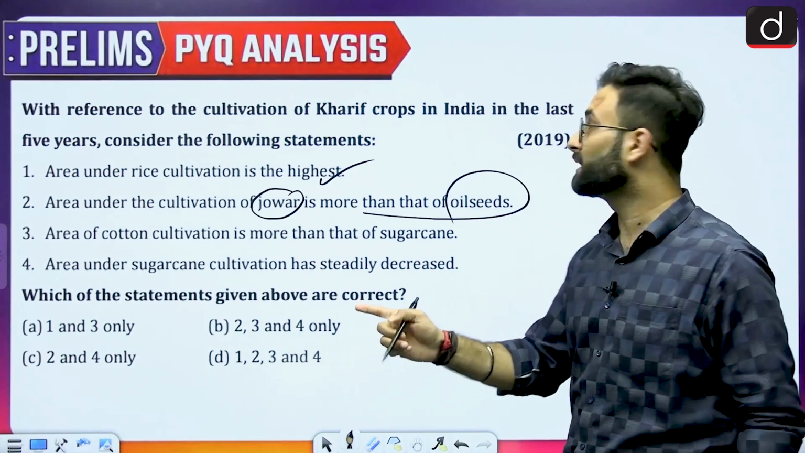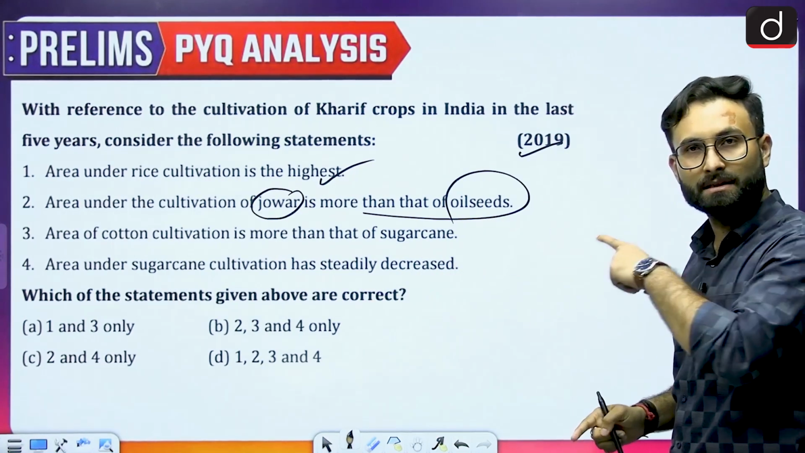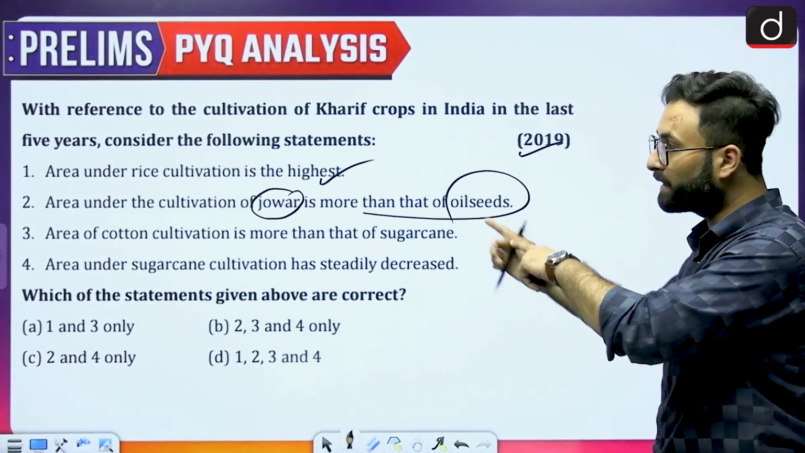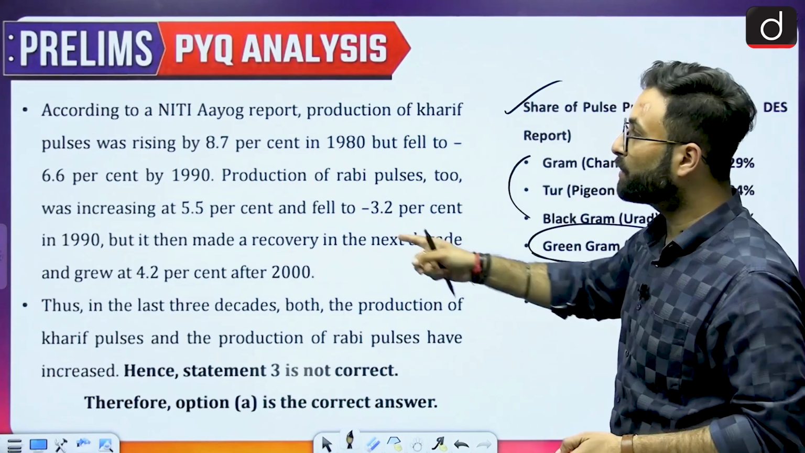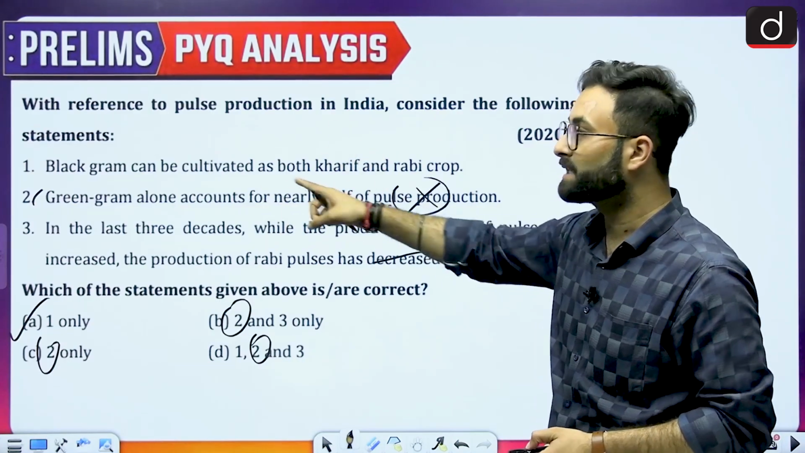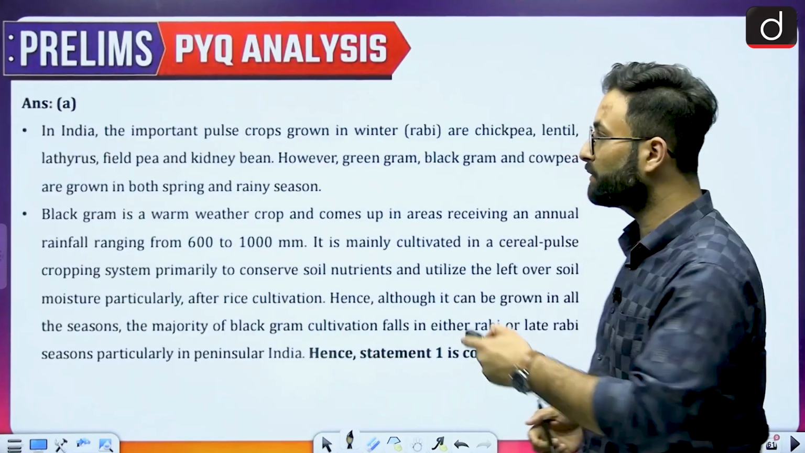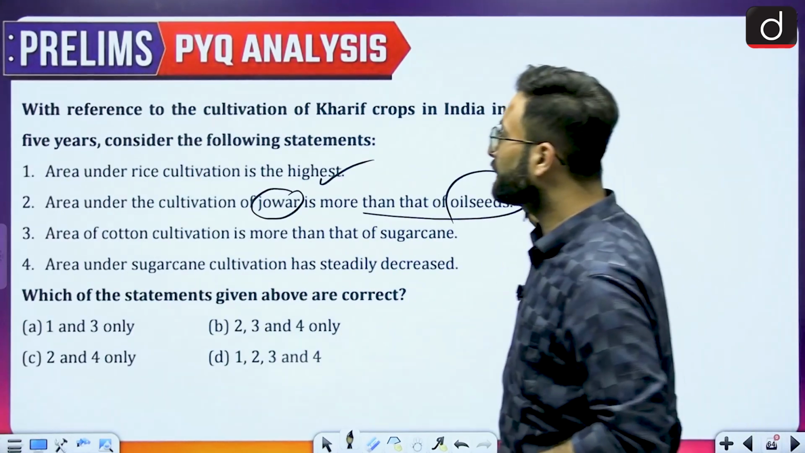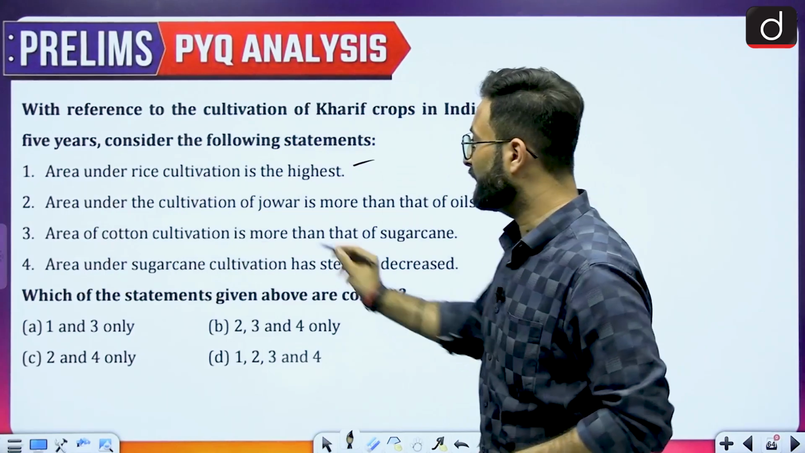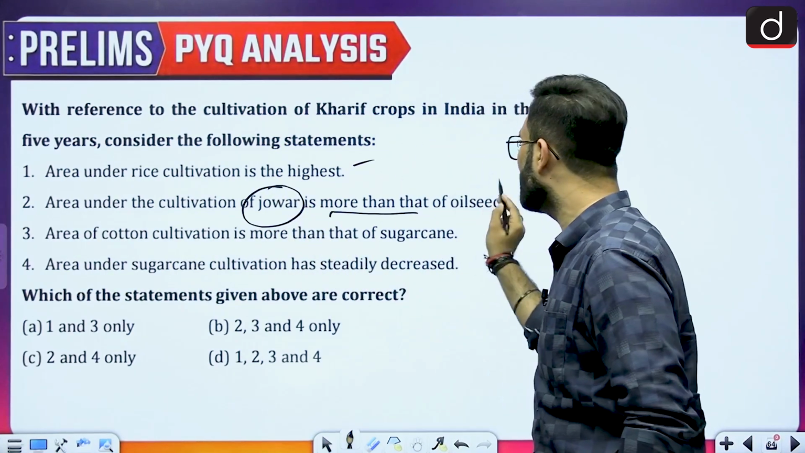Again, same logic. In 2019, they have asked the question. With the same logic, you have eliminated the second option over here. With the same logic, they have asked the question in 2020, same statement can be eliminated from there. Here you can see, they have said that area under the cultivation of jowar is more than that of oil seeds.